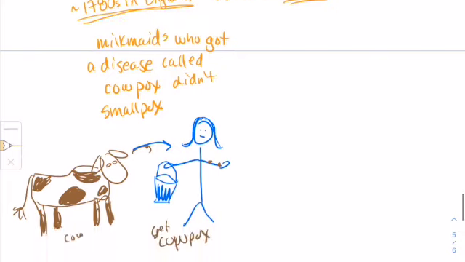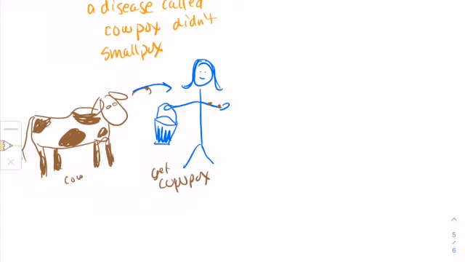Cowpox, can't spell today, can I? They would get cowpox, but cowpox was really, really mild. It was a very mild disease compared to smallpox. Smallpox was a severe disease. Cowpox was mild. So most people would be like, hey, I'd much rather get cowpox than this smallpox thing.